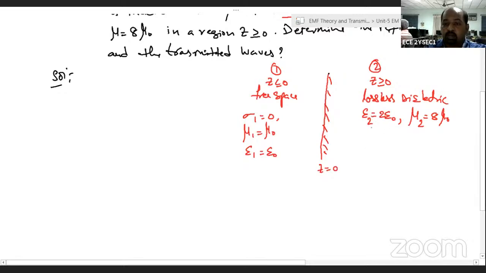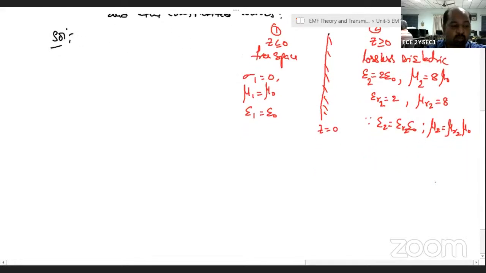And here epsilon 2 is equal to epsilon r2 epsilon naught, and mu 2 is equal to mu r2 mu naught. Therefore epsilon r2 is 2, and mu r2 is 8. So these are the things which we know here.